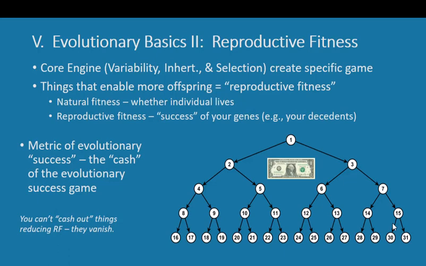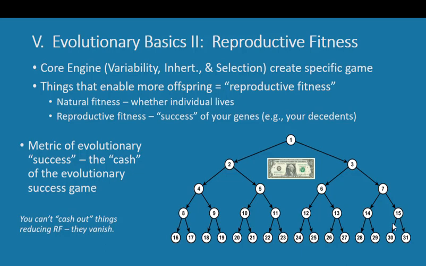Okay, point 5, some more evolutionary basics here. So we're talking about evolution in general, not just applied to humans. But there's a concept called reproductive fitness that is really helpful to have in your toolkit. So if you have the core engine turning, where the variability, inheritance, and selection gears are all interacting, it creates a specific kind of game. And later we'll talk about how game theory explains different kinds of phenomena in evolution. But what I mean by game is a certain kind of pursuit or challenge that has certain characteristics.